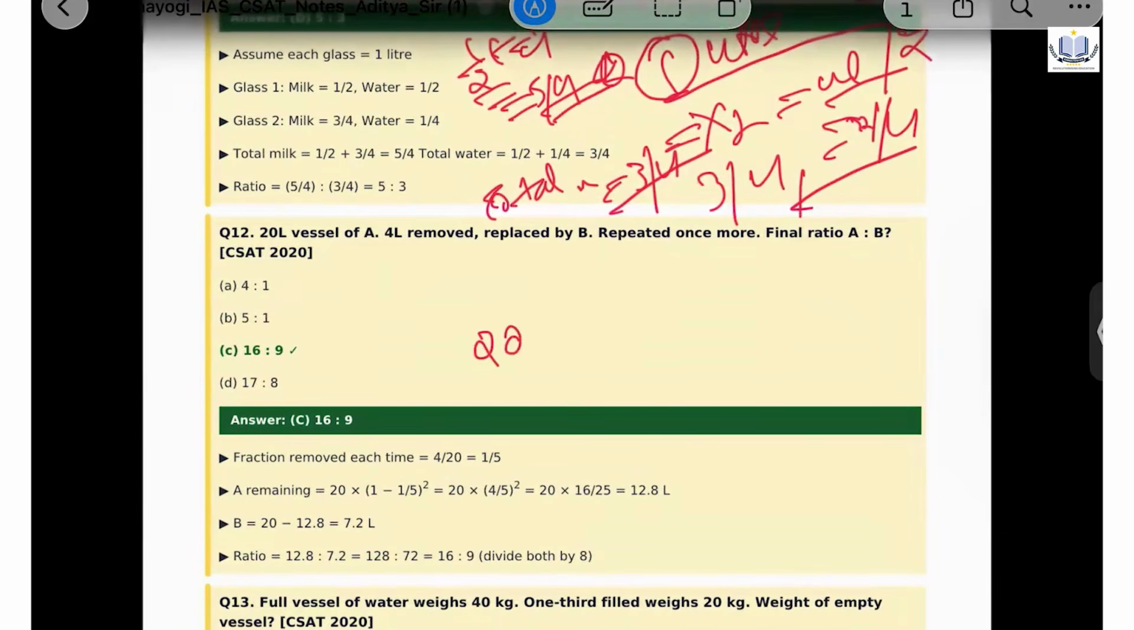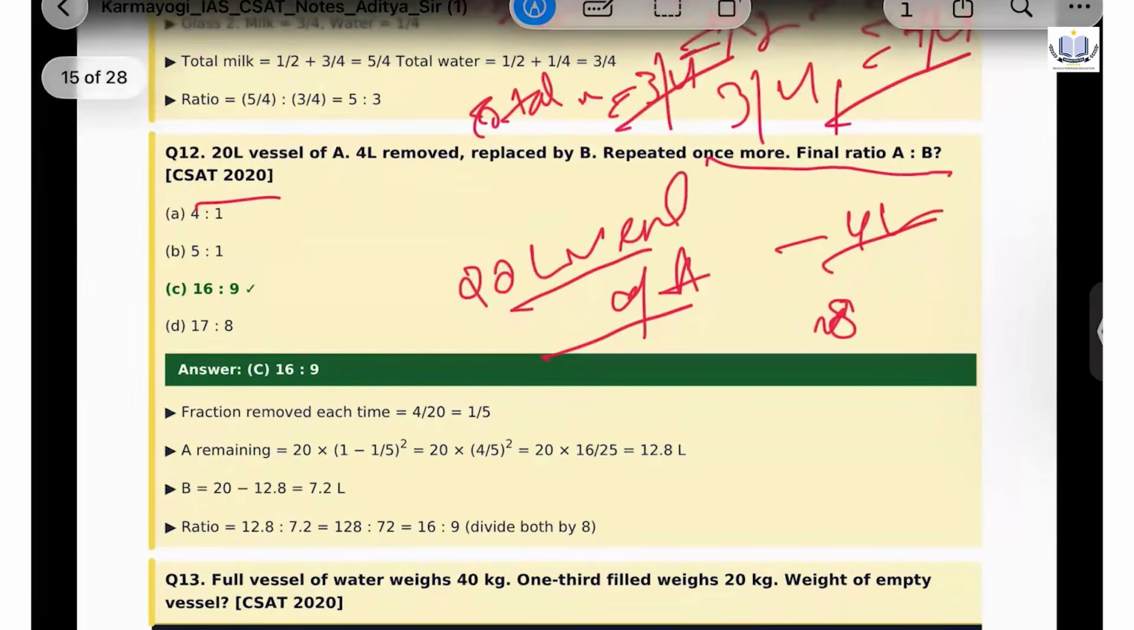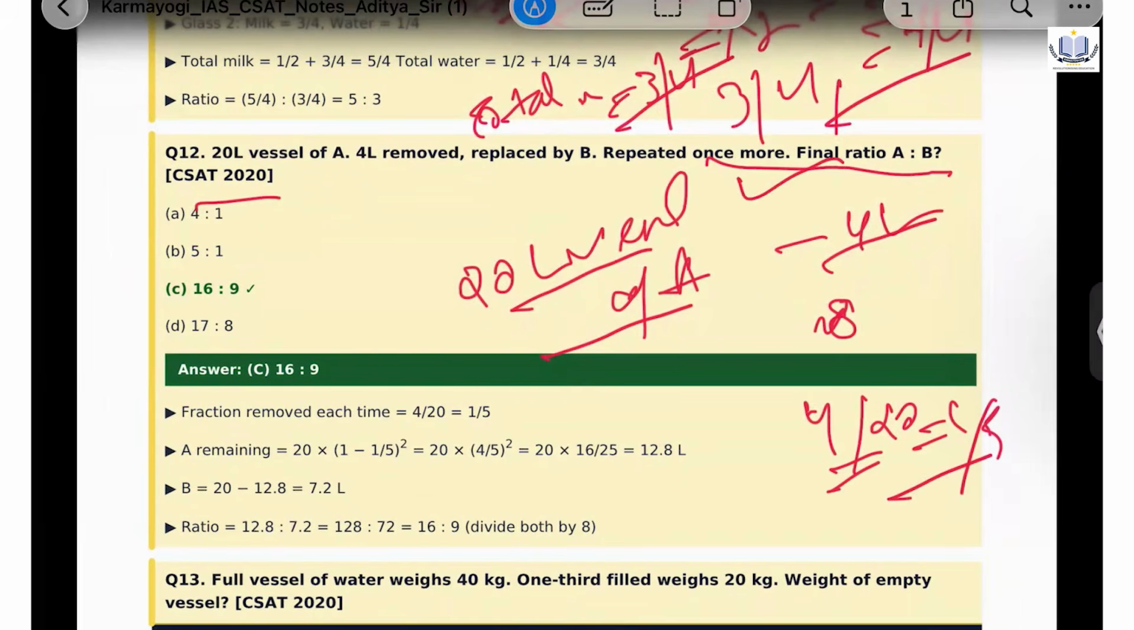Another question, a 20 liter vessel of A is there. 4 liter is removed, replaced by B. Repeated once more. Final ratio of A to B. So the fraction removed each time is 4 liter divided by 20 liter, that is 1/5 we are removing and then replacing by B. This is what we are doing, right? Repeated once more, again we are doing that. 1/5 we are removing, right?